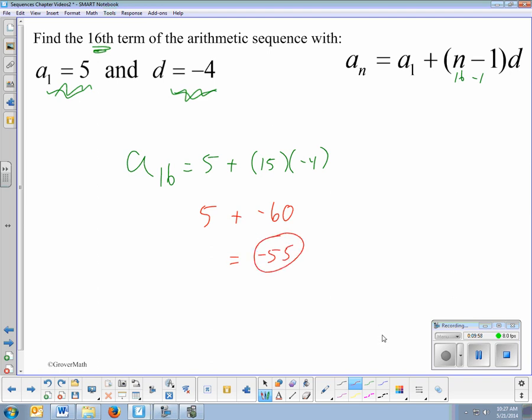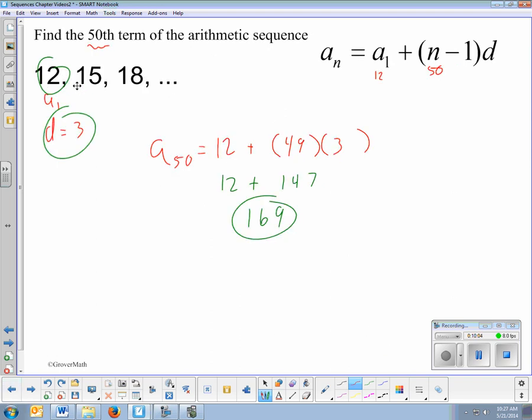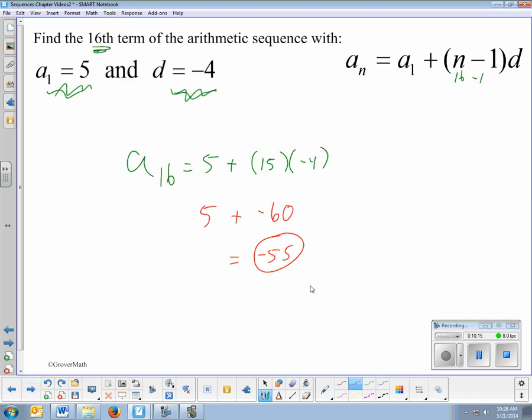And that's it for arithmetic sequences. In the next video, we're going to talk about geometric sequences. The difference there is that instead of having plus 3, plus 3, plus 3 to get to the next term, it's going to be times 3, times 3, times 3, using multiplication and division instead of addition and subtraction to go from term to term. We'll talk about that in the next one.